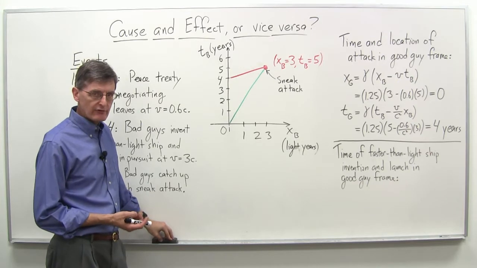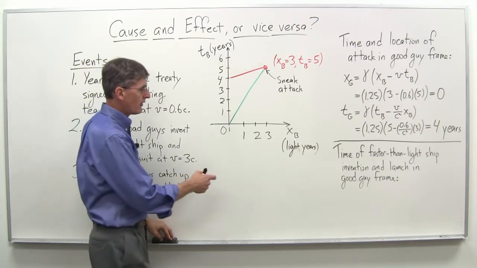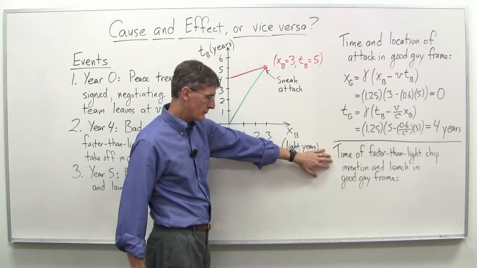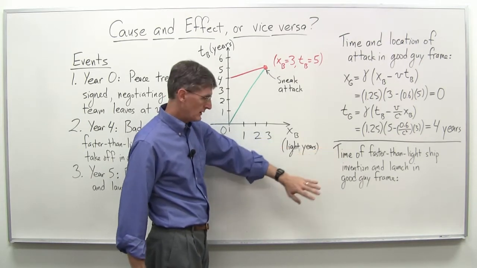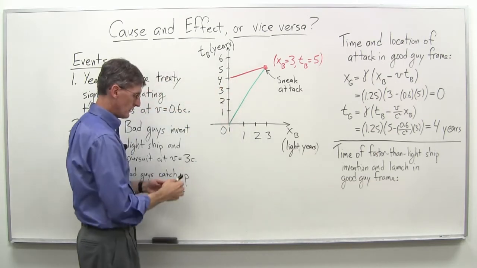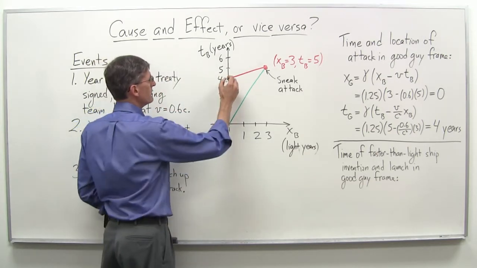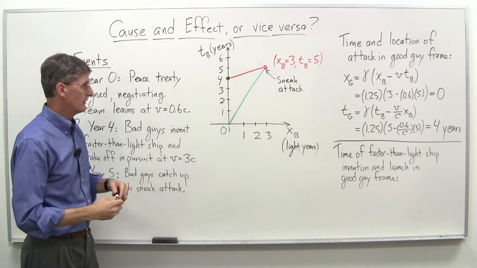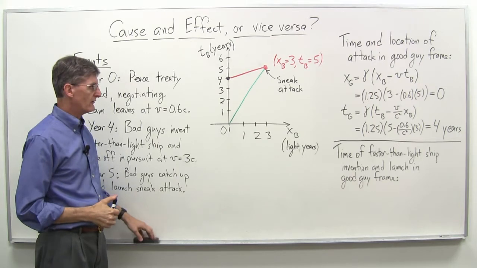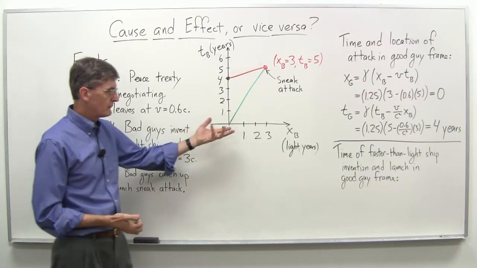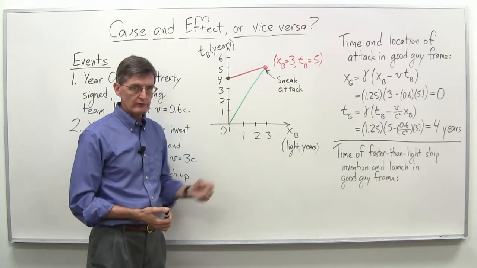Now, however, let's ask the question, what is the time of the invention of the faster-than-light ship and the launch of that ship in the good guy frame? Okay, so that's this point right here. In the bad guy frame, they launch their ship. Put a black mark there to indicate that's the launch of the ship, the bad guy's invention of the ship and the launch of the faster-than-light ship. What time does that occur in the good guy's frame?